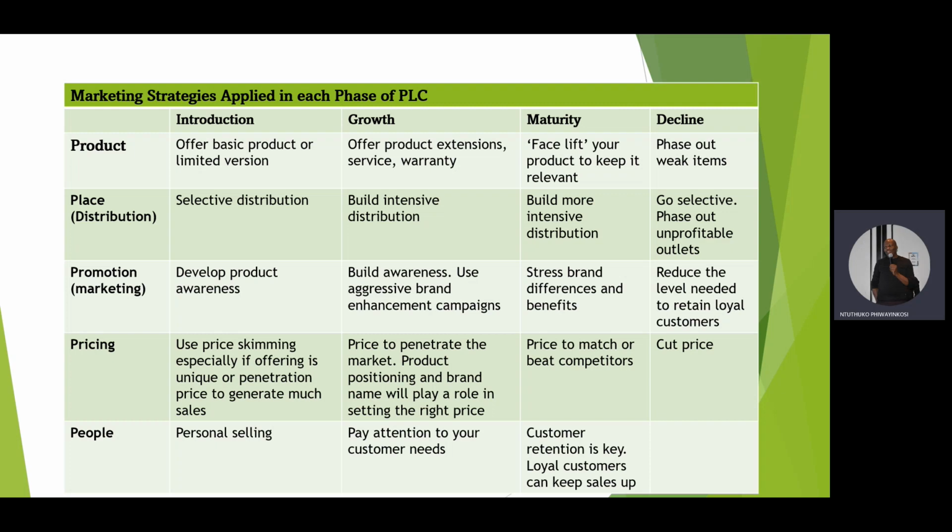Just use aggressive brand enhancement campaigns, sponsor all these sporting events, so that people get to know there is indeed a company called Savita Private Tutoring. Be all over the place. That is growth. And then under maturity, you take two steps back now. You were building the awareness.